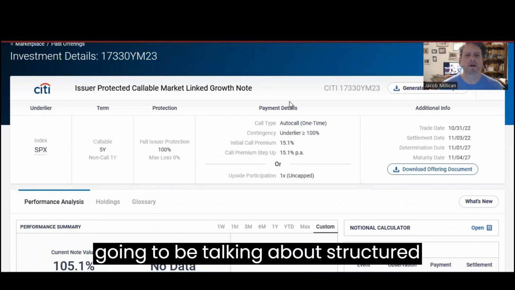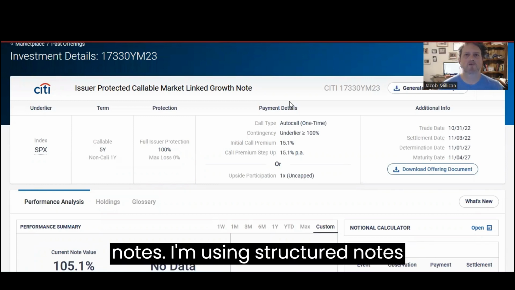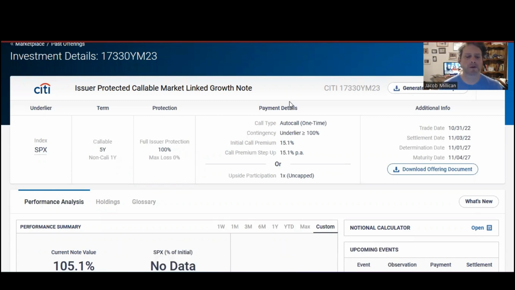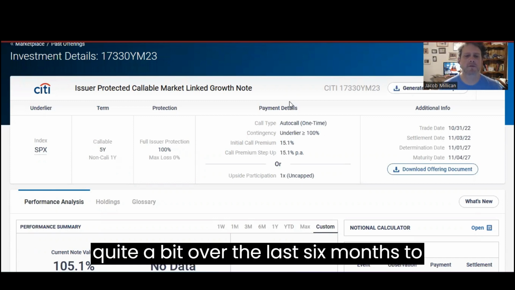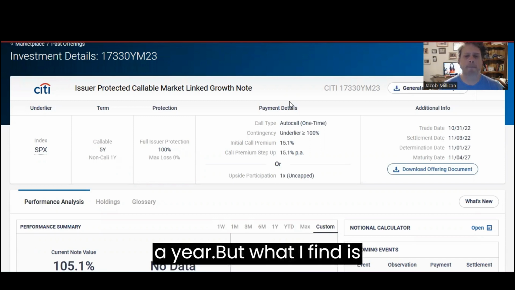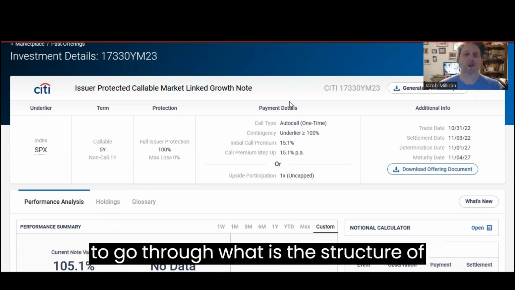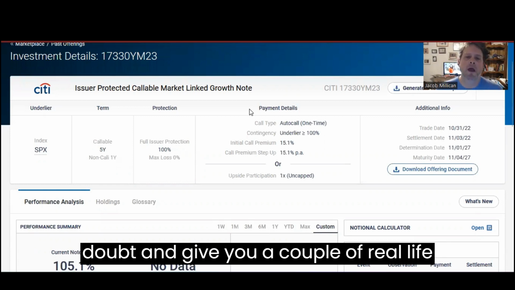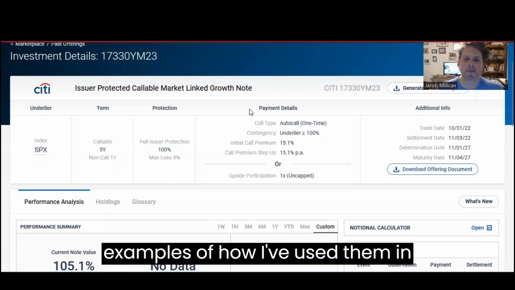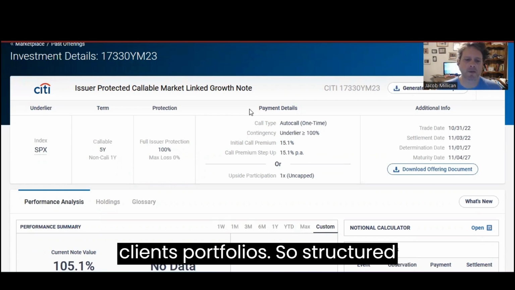And today I'm going to be talking about structured notes. I've been using structured notes quite a bit over the last 6 months to a year. But what I find is most people have never heard of a structured note. So today I wanted to go through what is a structured note and give you a couple of real life examples of how I've used them in clients' portfolios.